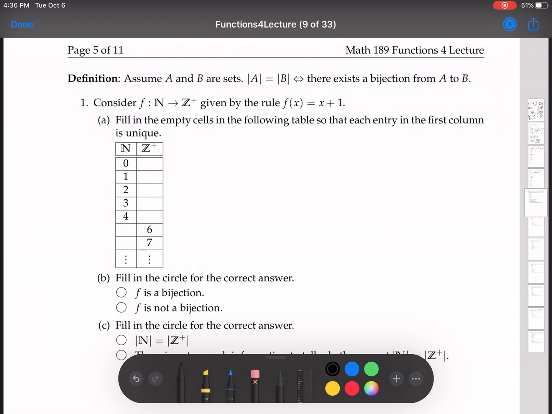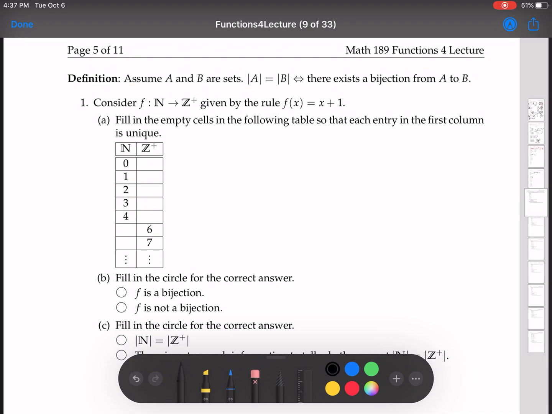All right, so here we have the natural numbers. We have a function from the natural numbers to the positive integers. Remember that this is the positive integers. And we will see that this function, pretty simple function, f of x equals x plus 1, is both one-to-one and onto. It's a bijection. And so therefore, we will conclude that they have the same number of elements.